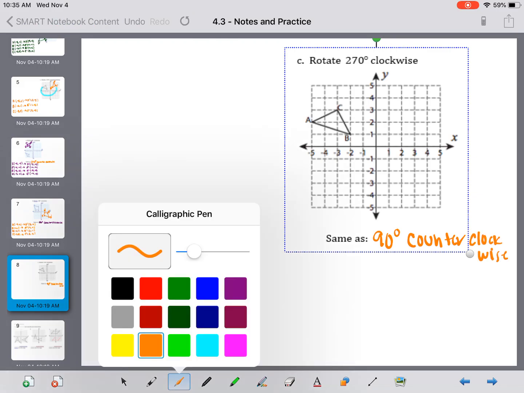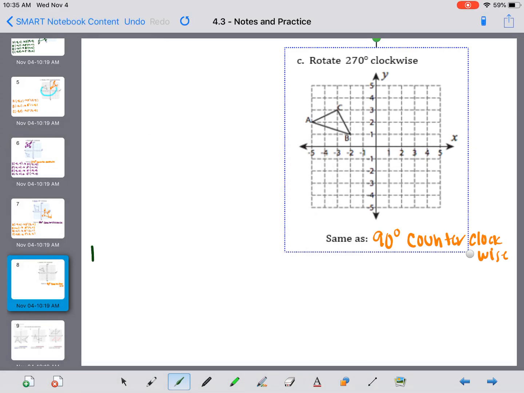Let's flip this 90 degrees counterclockwise. So A is located at negative 5, 2. B is located at negative 2, 1. C is located at negative 3, 3.